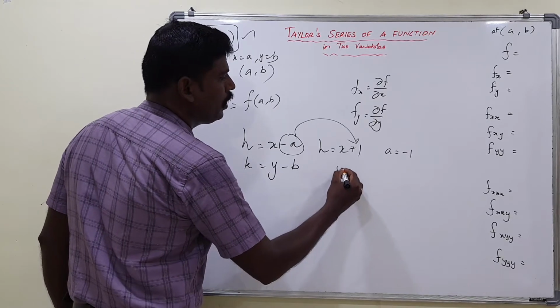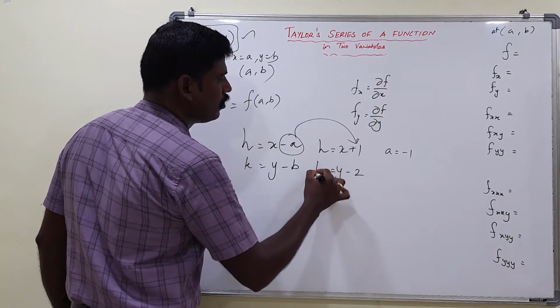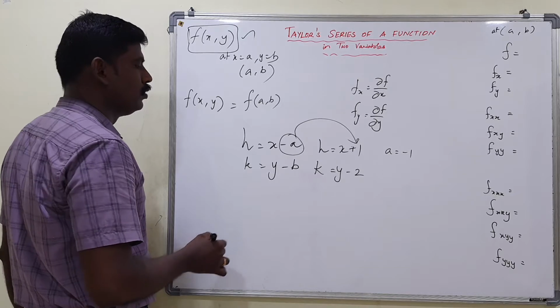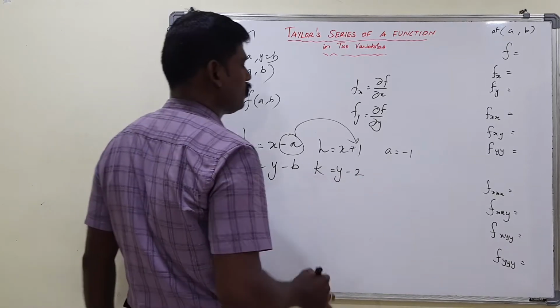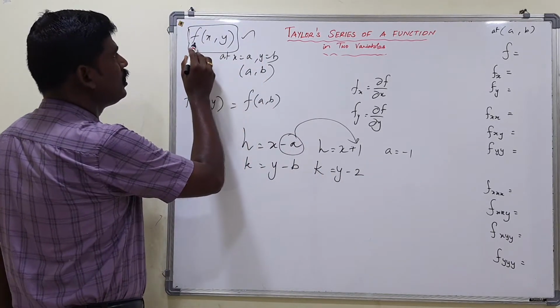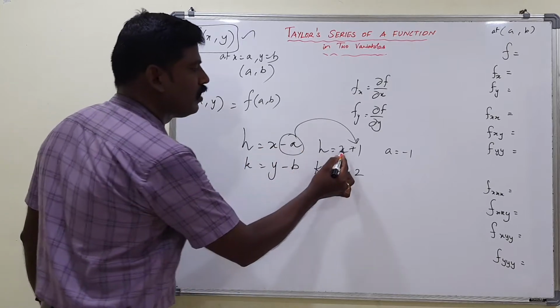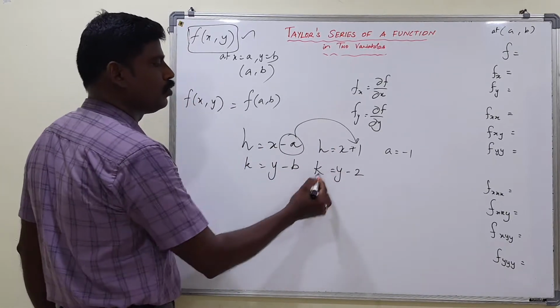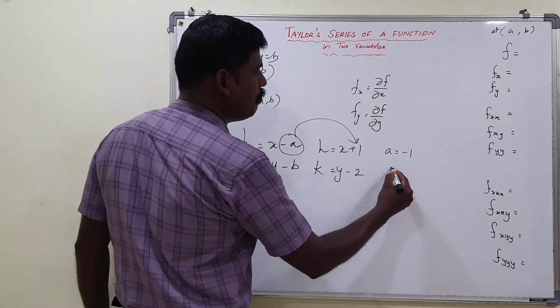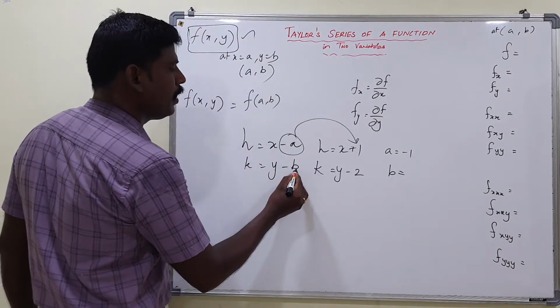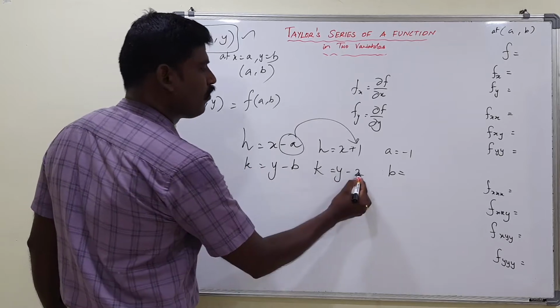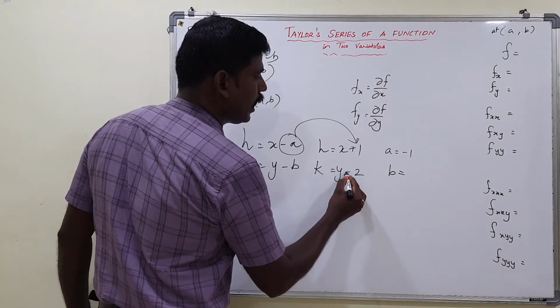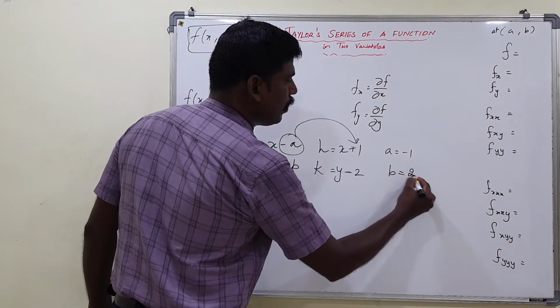Suppose y minus 2 is here. Isn't it? Suppose it is given as y minus 2. Then you have to take k as y minus 2. Suppose you want to find out the series expansion of f of x comma y in powers of x plus 1 and y minus 2. You have to take x plus 1 as h and y minus 2 as k. Right? From that, what is b? b is, y minus b is k. Therefore, b is 2, isn't it? Negative of this value. So, minus 2 becomes plus 2, which is b.